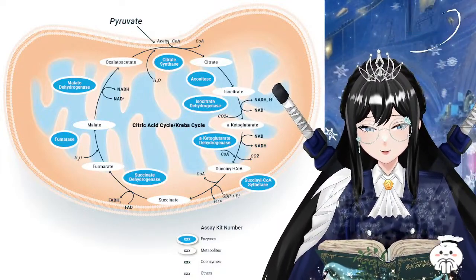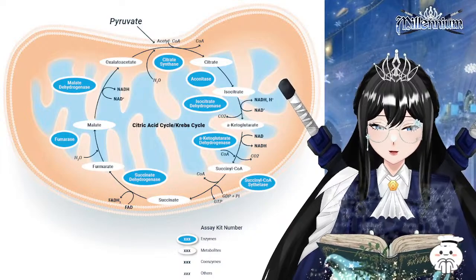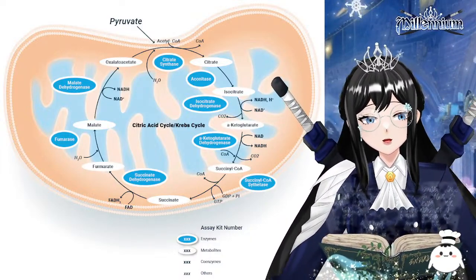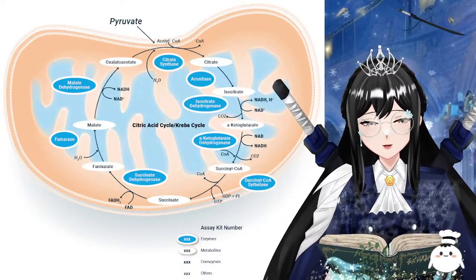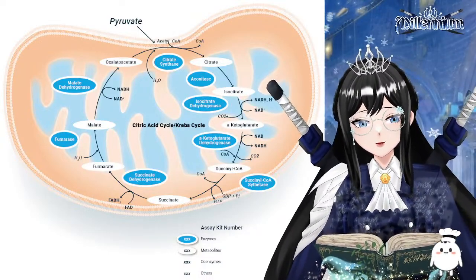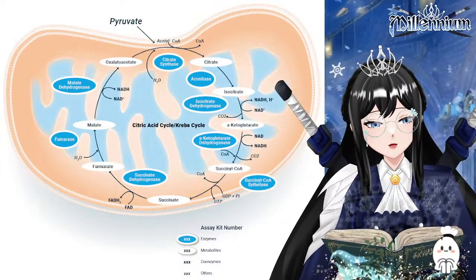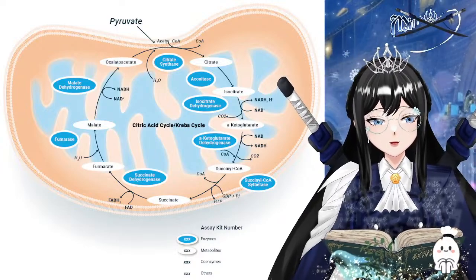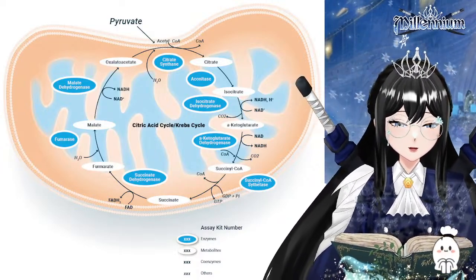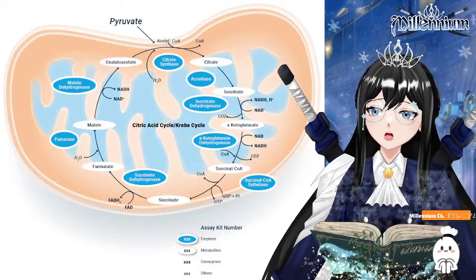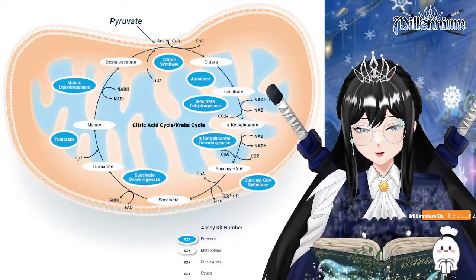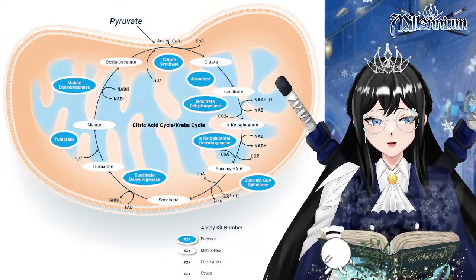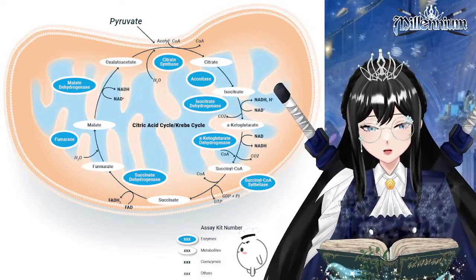Just to be even more specific, pyruvate is produced from glycolysis. It enters the mitochondria and is converted into acetyl-CoA by what? By pyruvate dehydrogenase. So who converts the pyruvate into acetyl-CoA? PDH, pyruvate dehydrogenase. That's important.